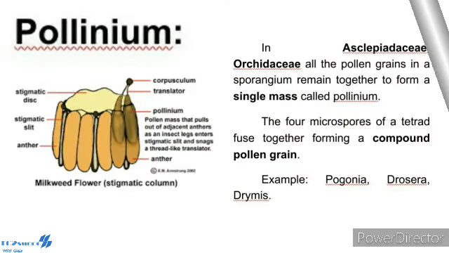Pollinium. In Asclepiadaceae and Orchidaceae family members, all the pollen grains in a sporangium remain together to form a single mass called pollinium. They may have a corpusculum and caudicle. The main stalk is called corpusculum. The stalk is called caudicle or retinaculum. The bag-like structure is called pollinia. So it is called pollinium. In some cases, the 4 microspores of the tetrad fuse together forming a compound pollen grain. Example, Begonia, Drosera, Drimys, etc.